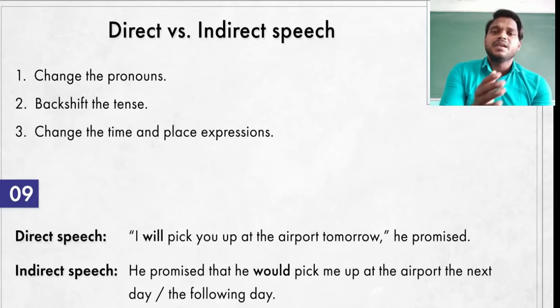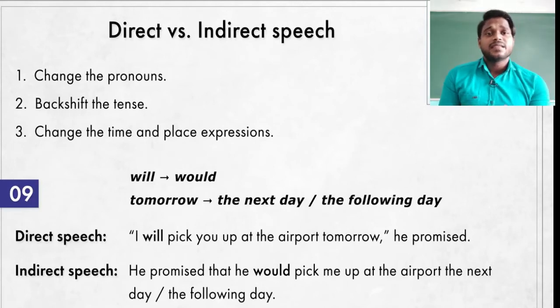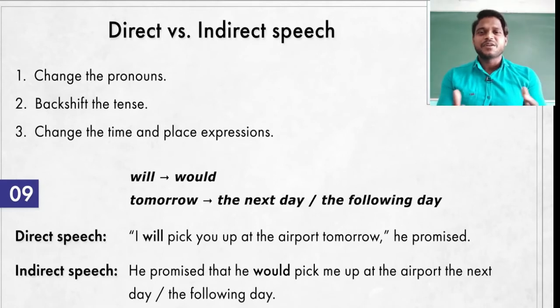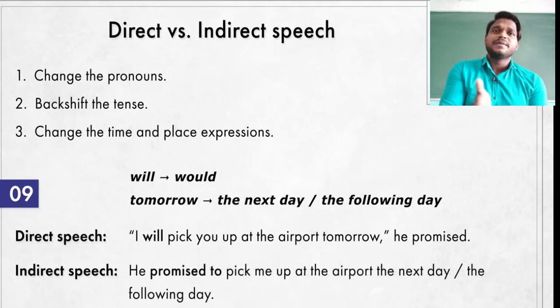So both the meanings can be easily seen on the screen. He promised to pick me up at the airport the next day or the following day. This is so much easier, and we don't need to get confused. That's why I'm using this smart form. So "was going to" would also work if I go with the detailed formula.